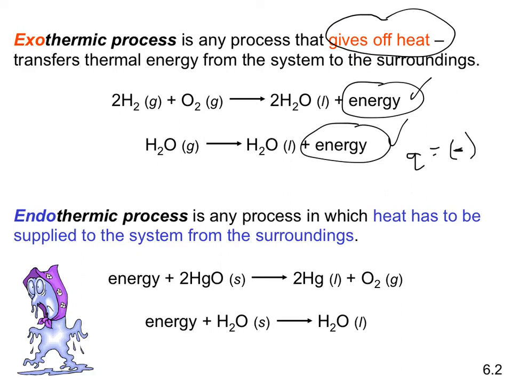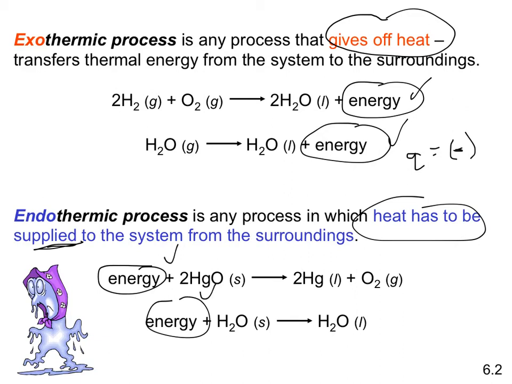In that same vein, endothermic processes are those in which heat has to be supplied to the system from the surroundings. If you look at these equations, notice that energy is on the reactant side. So in this case, we have to put in the energy in order to get the decomposition that we see here, or the phase change that we see down here. So our Q value is going to be positive.